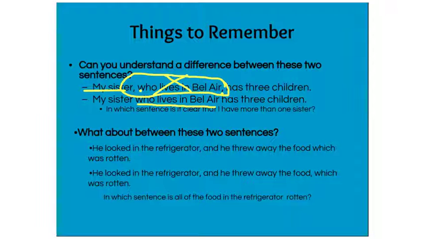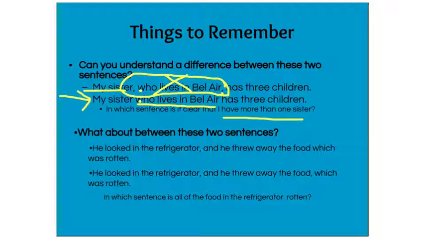My sister who lives in Bel Air has 3 children. So in which sentence is it clear that I have more than one sister? Well, if we cannot remove the adjective clause information in the second sentence, that means I needed to know which sister I'm talking about. So that means I must have more than one sister if I have to identify her by leaving in this essential adjective clause.